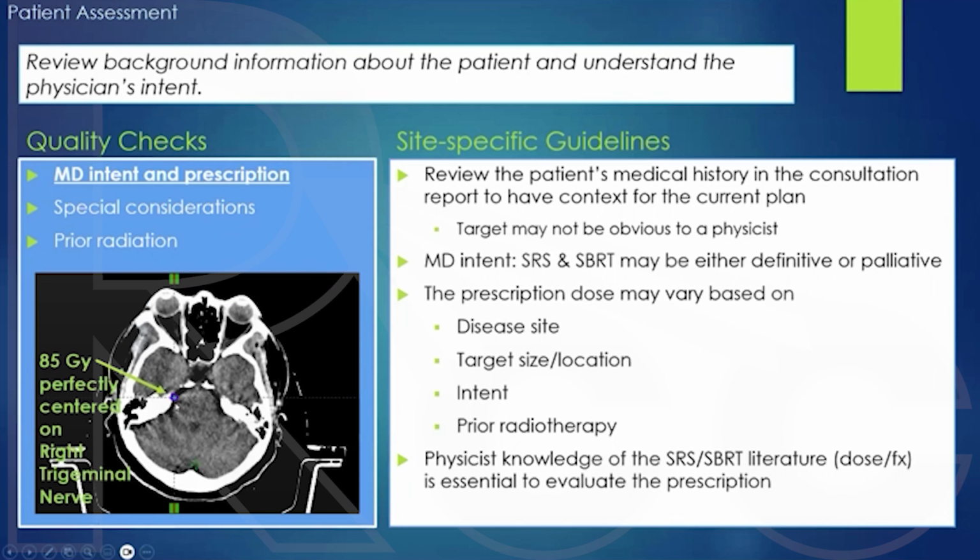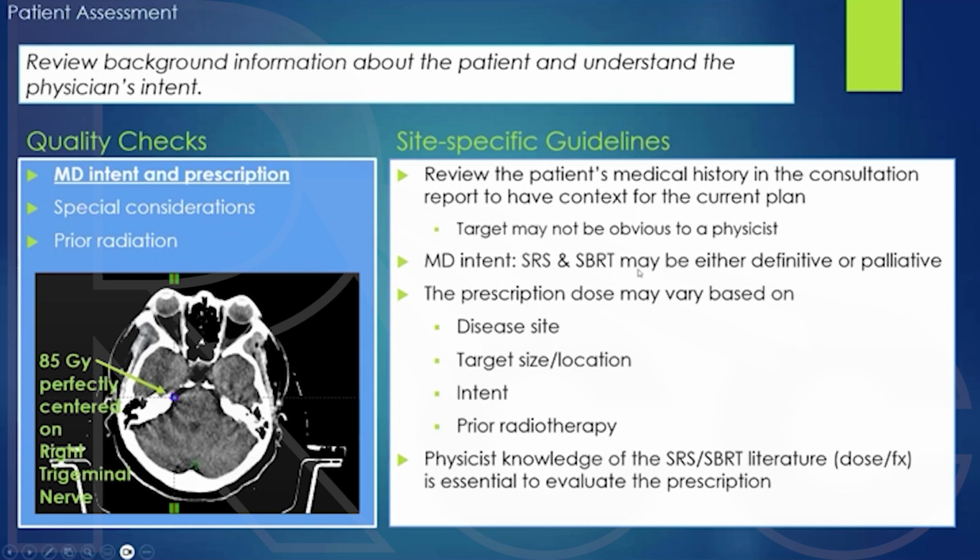So by all accounts, this looks like a really great plan, but there's a problem. And that problem is the patient has left-sided trigeminal neuralgia. And if we're not looking at the consultation report, we're not going to know that just looking at the dose and its overlay on what seems to be a plausible target.